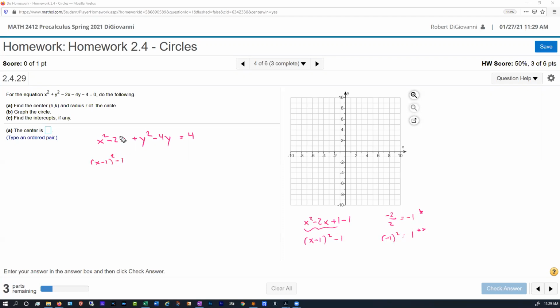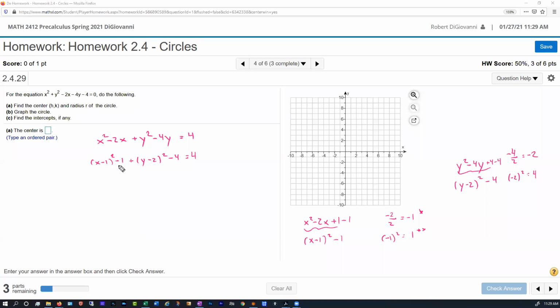Then I do the same thing for the y squared part. So y squared minus 4y. I take -4 divided by 2, we get -2. And then I take that number and square it, I get 4. So I'm going to do this, +4 minus 4. The first 3 terms will be y minus 2 squared, and then -4. So this becomes plus y minus 2 squared minus 4 equals 4.